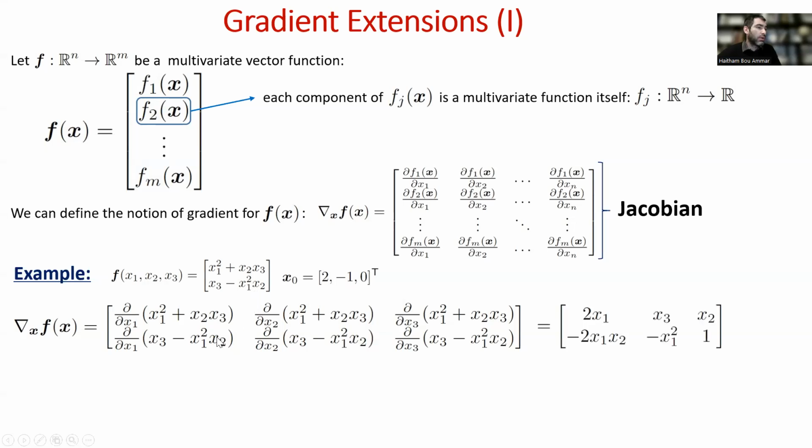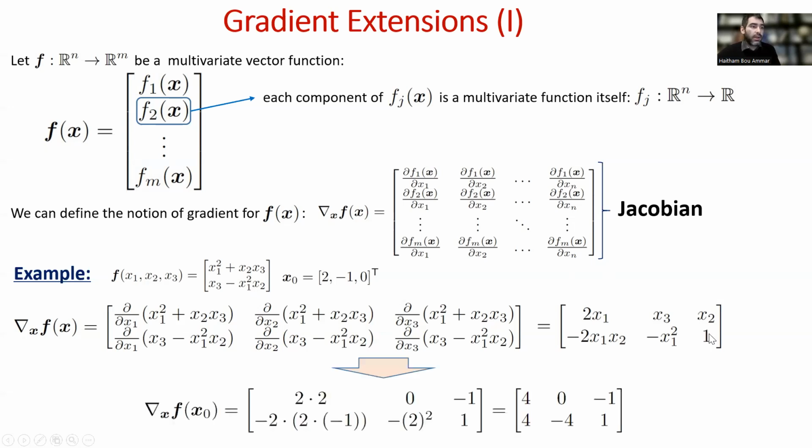And basically, by taking these partial derivatives, you can easily see that the general form of the Jacobian of this mapping is given by this 2x3 matrix. And in order to evaluate that at the point x0, we just need to substitute the corresponding values of the components in that expression. And this gives you the corresponding Jacobian matrix here.